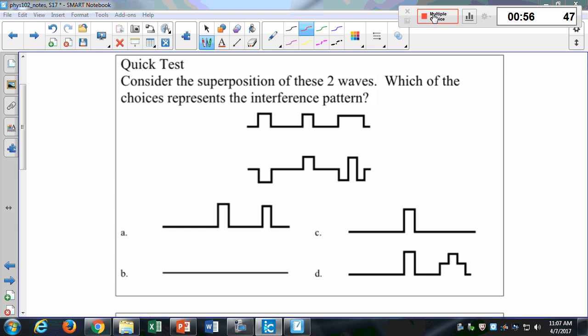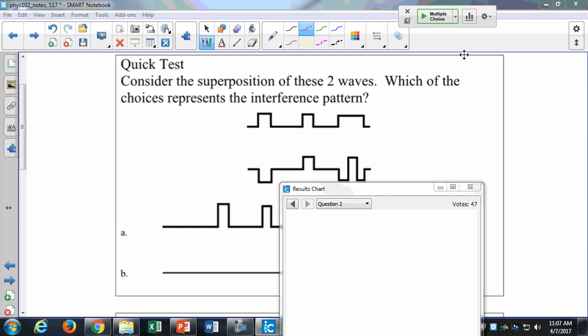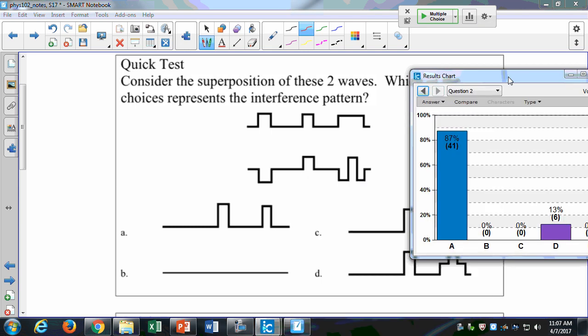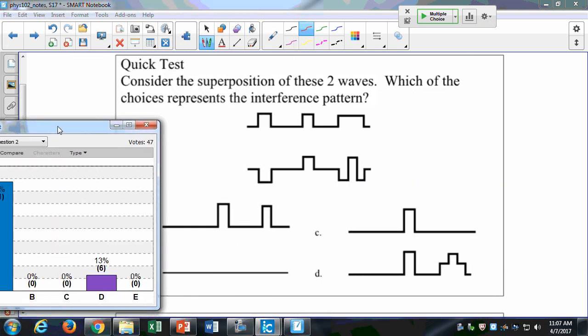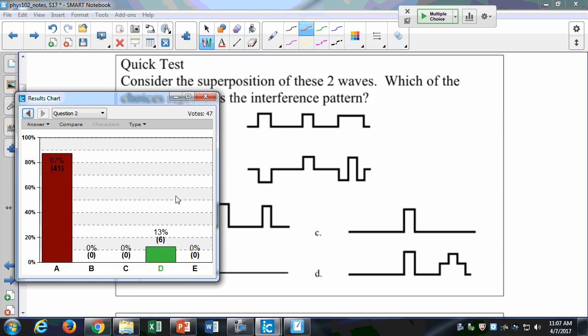Alright, let's stop at 105. It's a few more seconds, just guess if you're not sure. 105. See, a lot of people put A. A's not right.